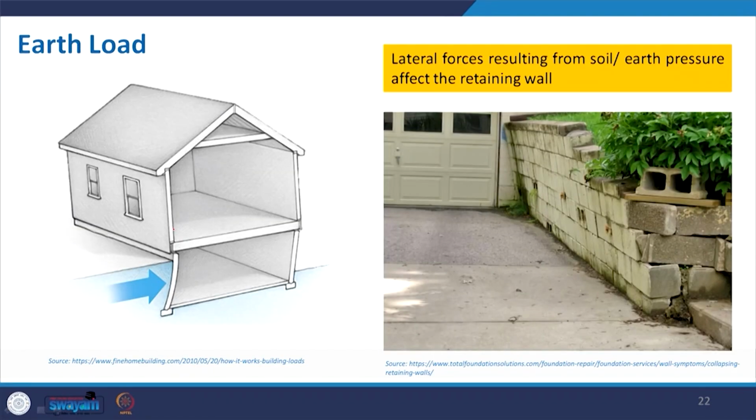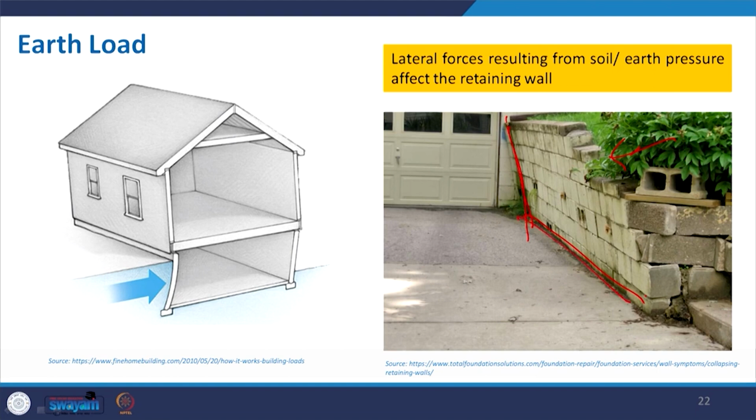This is the earth load. So, basically lateral forces resulting from soil or earth pressure may sometimes damage it. You can see this is a retaining wall or boundary wall, and this earth is actually creating pressure on it, and it is not in a safe condition.